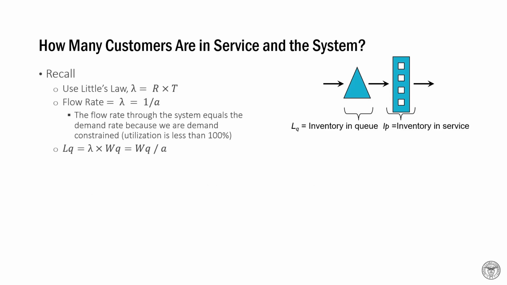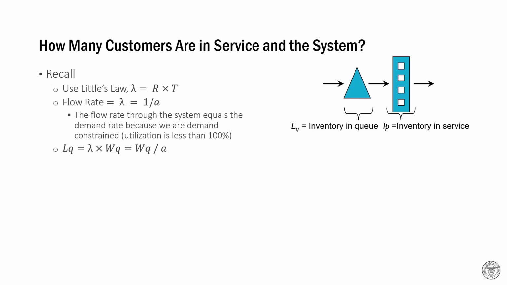Let's now transition into exploring strategies for enhancing the performance of our queuing system. To determine the number of customers in service and in the system, we use Little's law, which states that the number of items in a system, I, equals the rate at which items are arriving, R, multiplied by the average time, T, that an item spends in the system.